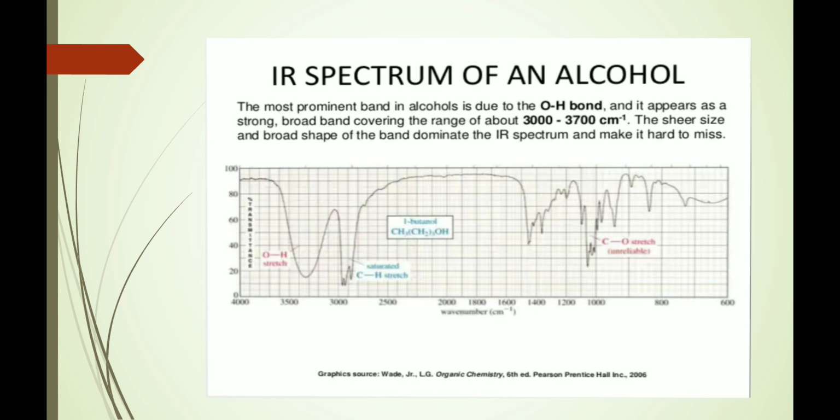IR spectrum of an alcohol. The most prominent band in alcohols is due to the O–H bond, and it appears as a strong, broad band covering the range of about 3000 to 3700 cm⁻¹. The sheer size and broad shape of the band dominate the IR spectrum and make it hard to miss.